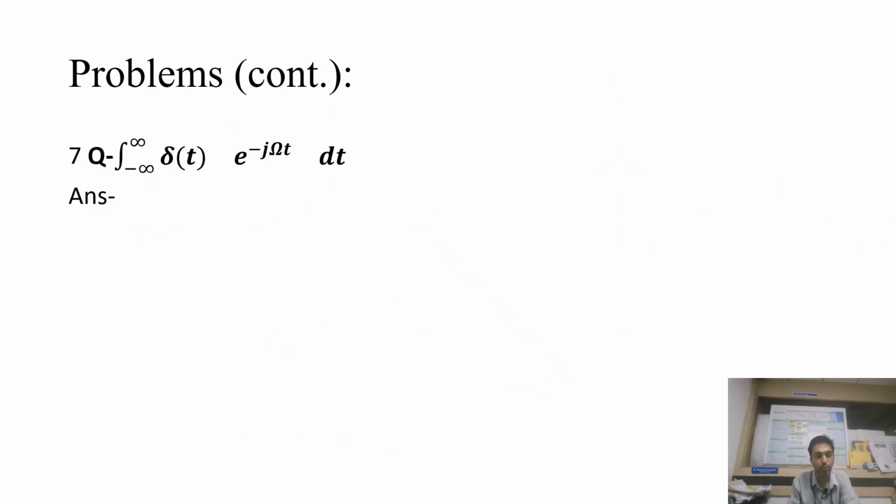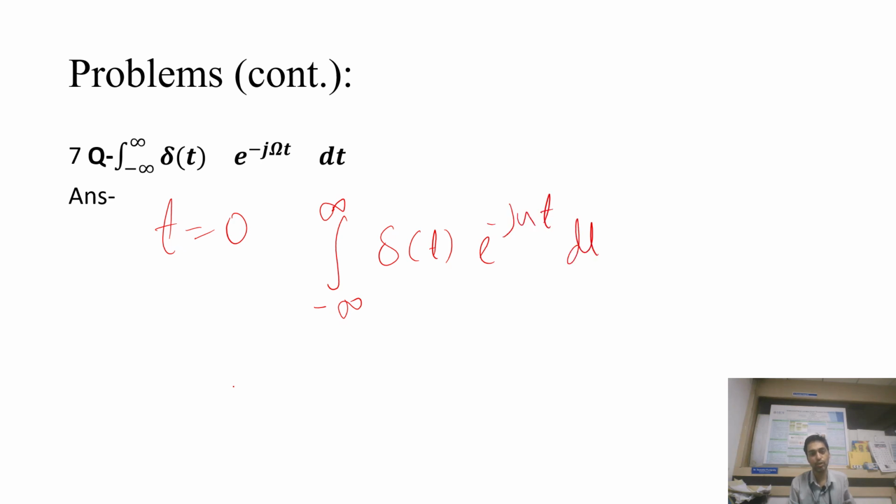Now the last problem, that is integration of minus infinite to infinite del of t e to the minus j omega t dt. So what will we do in that? First I put t is equal to 0, as I said, del of 0 is 1. So for t equal to 0 only, I will get a value. So the integration of del of t e to the minus j omega t will only give the value when t is equal to 0.